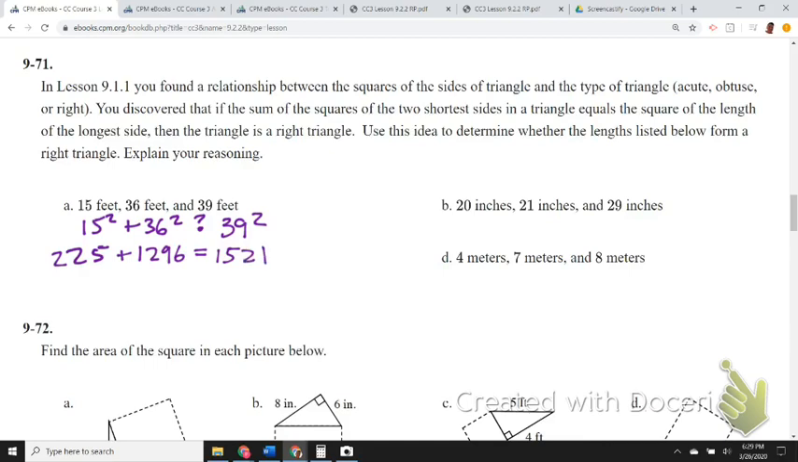So does 1296 plus 225 equal 1521? And you've probably done it already. It does. Therefore, this is a right triangle. Okay? Go ahead and pause this video for a couple minutes, 2 or 3 minutes, as much time as you need, and I want you guys to solve B, C, and D. Okay?